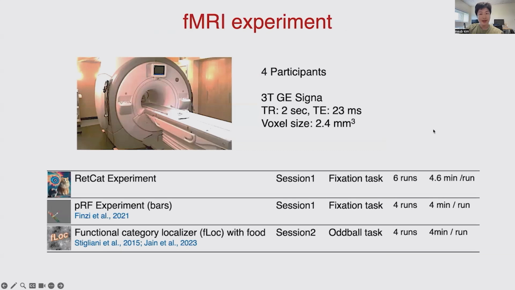With this new record experiment stimulus set in hand, we conducted 6 runs of the experiment. While viewing the images within the scanner, participants were instructed to press the button whenever they saw a target color in the fixation. As a comparison, we conducted 4 runs of pRF experiment with moving bars and 4 runs of functional category localizer with food.